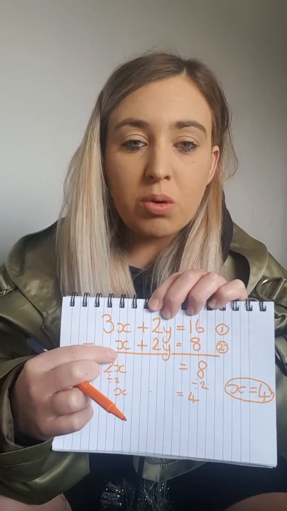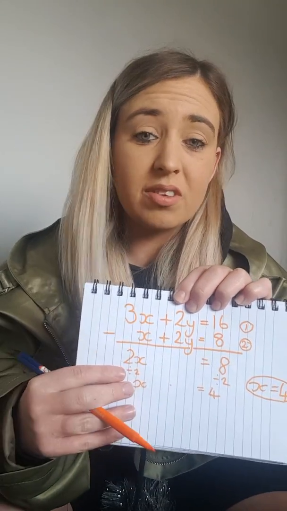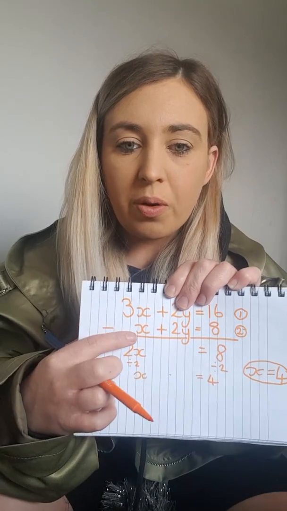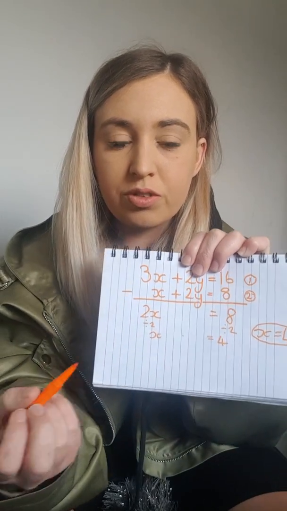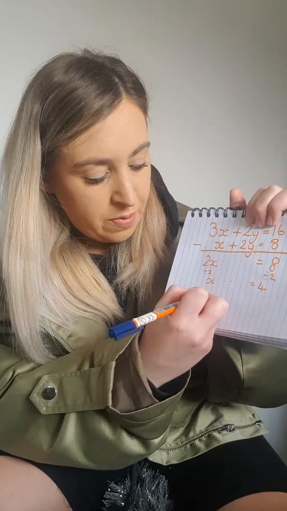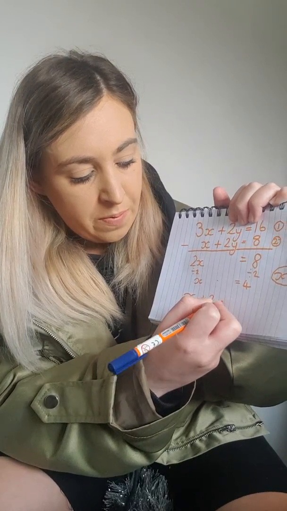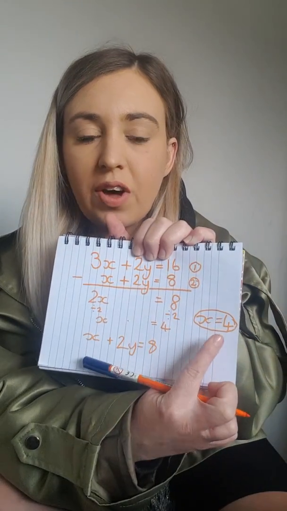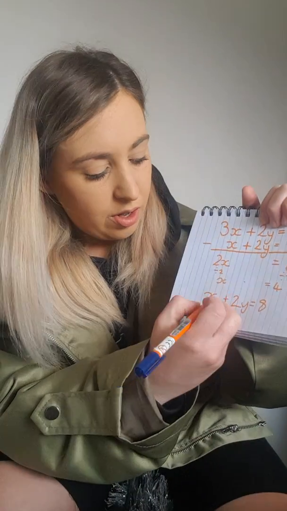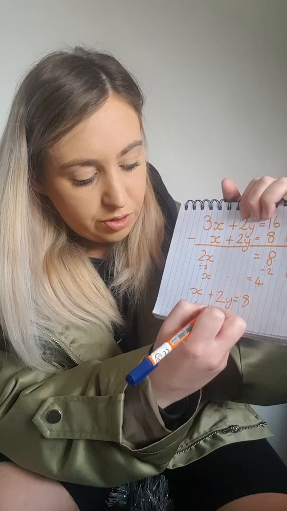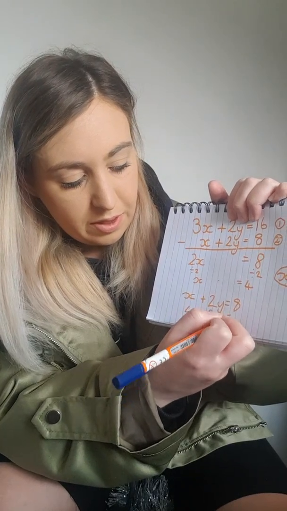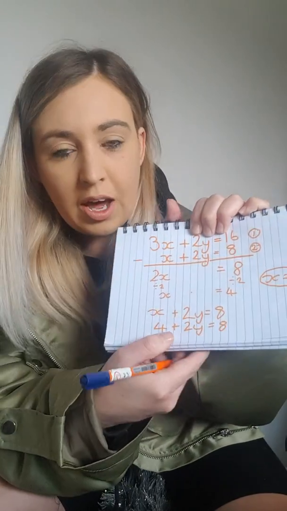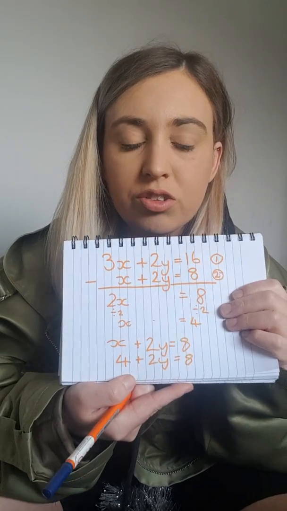So I'm going to just choose the one with the smaller numbers, just because it makes it a little bit easier to do. So I'm going to choose x plus 2y equals 8. And instead of the x, I can substitute in this value of 4. So we've now got 4 plus 2y equals 8. And again, this just leaves us with an equation to solve.